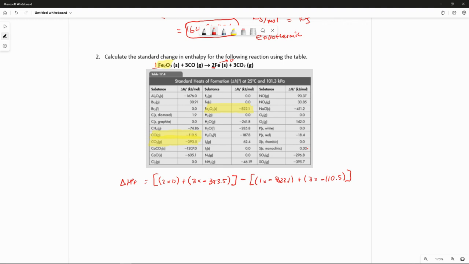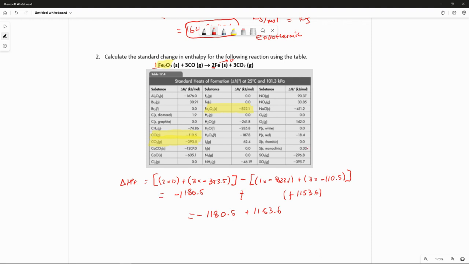3 times negative 393.5 will give you negative 1180.5, and then minus, this will give you a value of negative 822.1 plus 3 times negative 110.5, which gives you negative 1153.6. Once again, subtraction means addition, so you're in fact doing negative 1180.5 plus 1153.6.